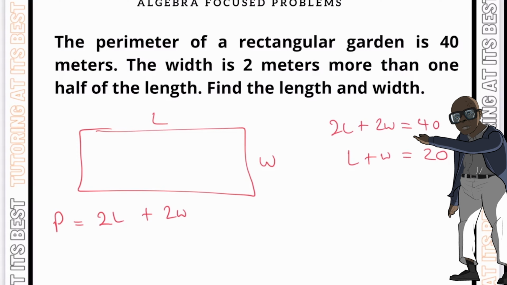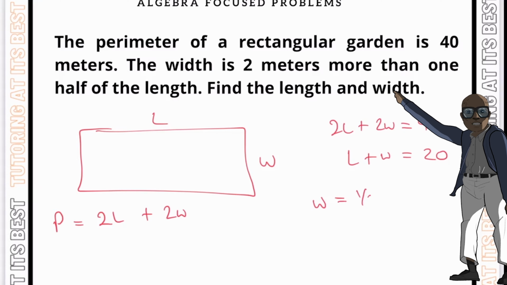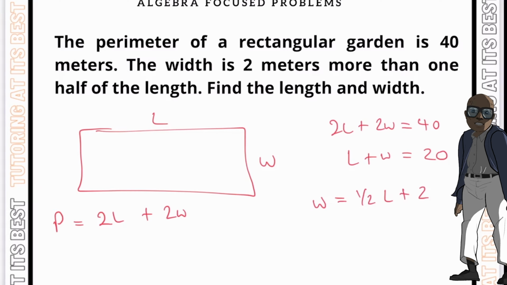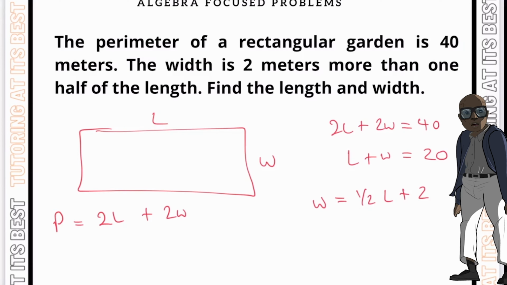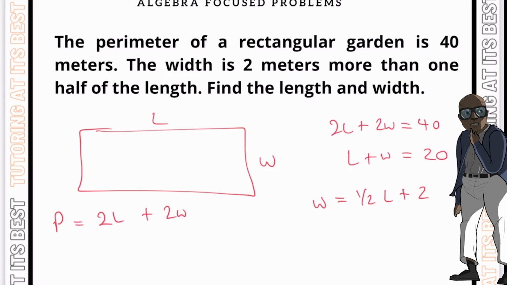We also know that the width is 2 meters more than 1/2 of the length. So we can write out the width equals 1/2 of our length plus 2. Once again, it's 2 meters more, hence the plus 2, more than 1/2 of the length, which is 1/2 times the length. Now we can substitute this expression for W into the first equation.